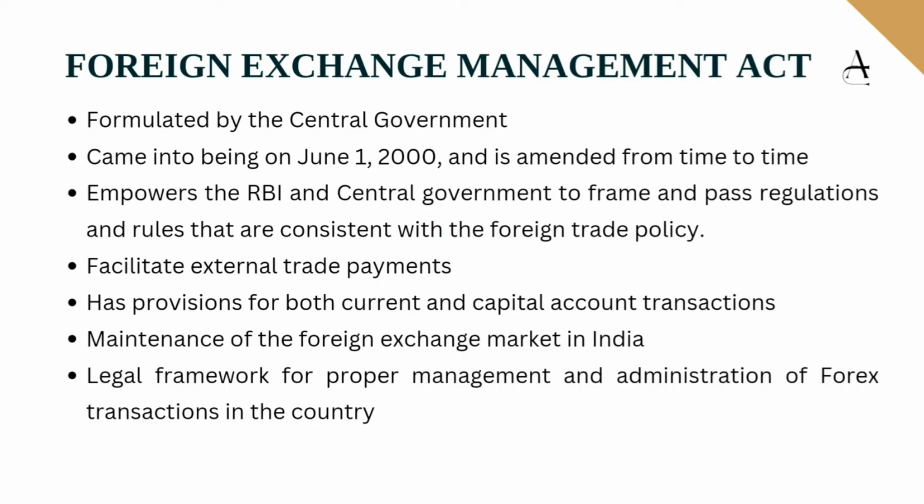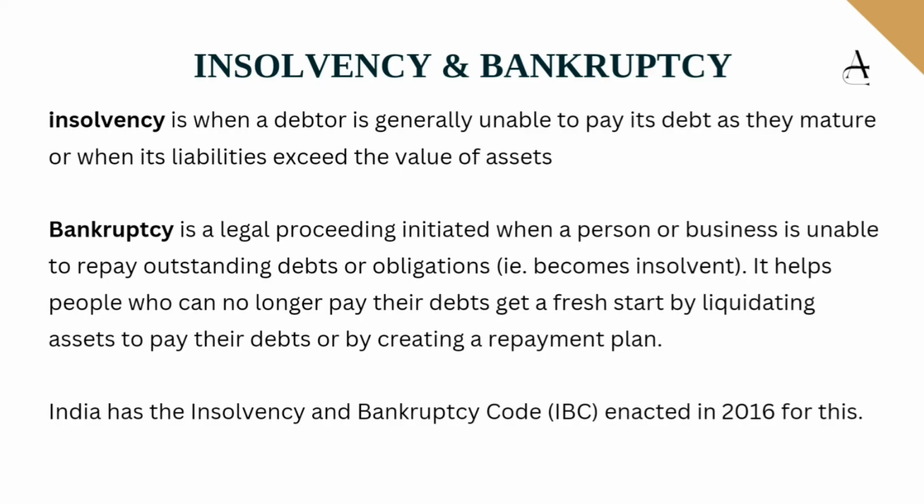It facilitates external trade payments. It has provisions for both the current and capital account transactions. It ensures the maintenance of the foreign exchange market in India, and also provides a legal framework for proper management and administration of forex transactions in the country. So those are the main things. The second unit mainly talks about what FEMA is and what the major aspects of FEMA are. And the third unit of the block is insolvency and bankruptcy. So what exactly is insolvency?